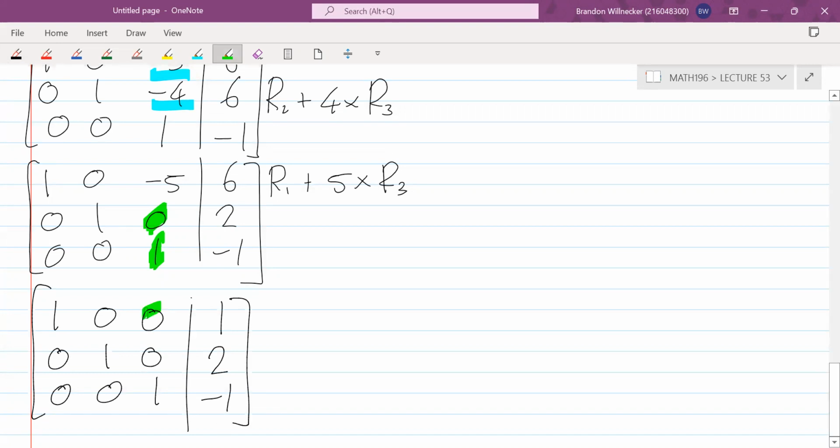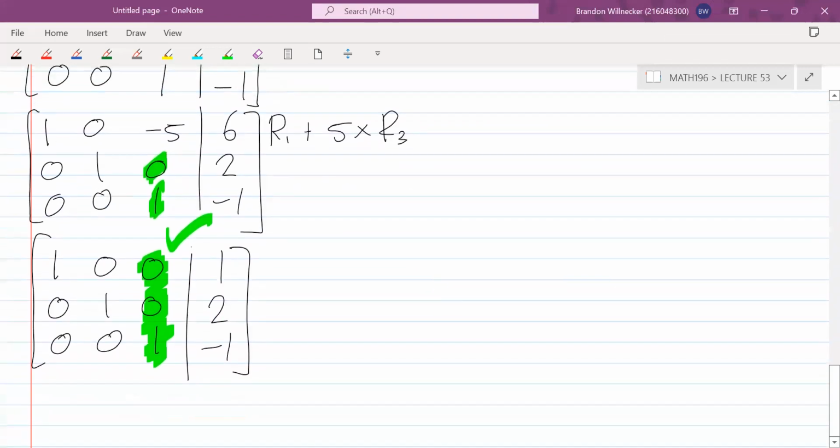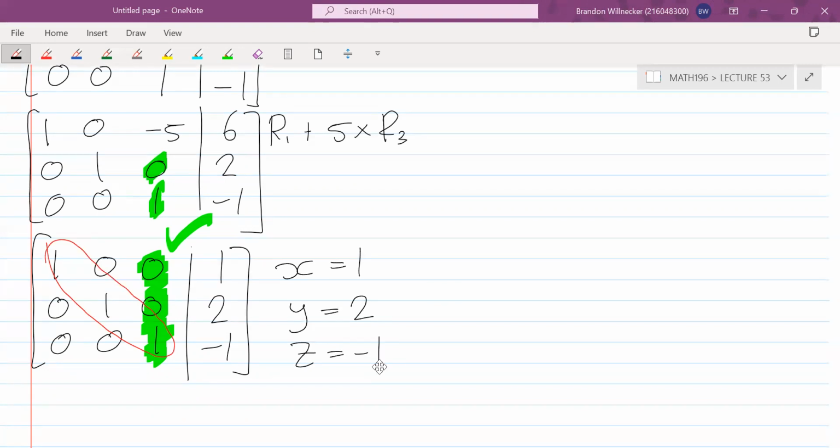Okay, now notice the last column is 0, 0, 1, and that's a check. So that means the third column is done. Okay, and also notice we've got that diagonal that I spoke about last time with the ones. So we've got ones along the diagonal, zeros everywhere else. So we're done with our working. We can just read off the solution. So this means x is equal to 1, y is equal to 2, and z is equal to minus 1. So in this case, we only get one solution.